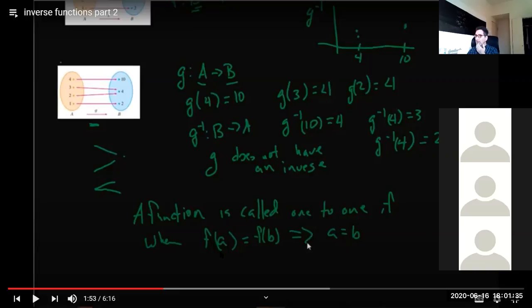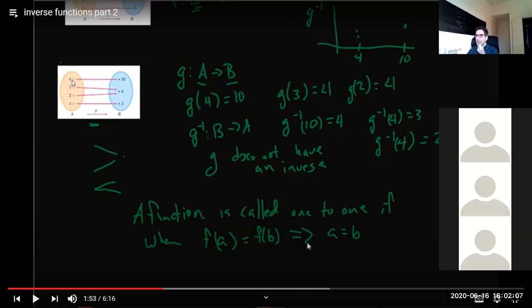Okay, so let's check this. Is f of a equal to f of b? Does that mean that a has to equal b? Well, let's see. How about this is a and this is b? So 4 and 3, a and b. Is f of a equal to f of b in that case? Or g? G or f, it doesn't matter if I call it g or f.